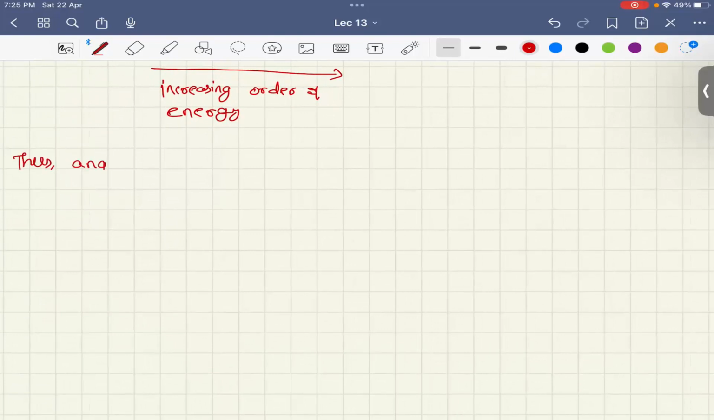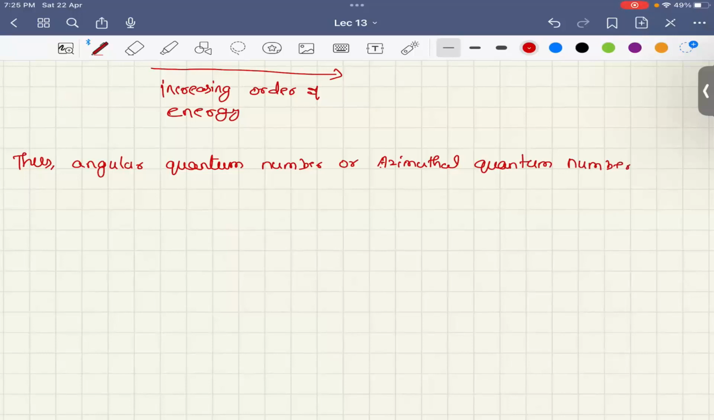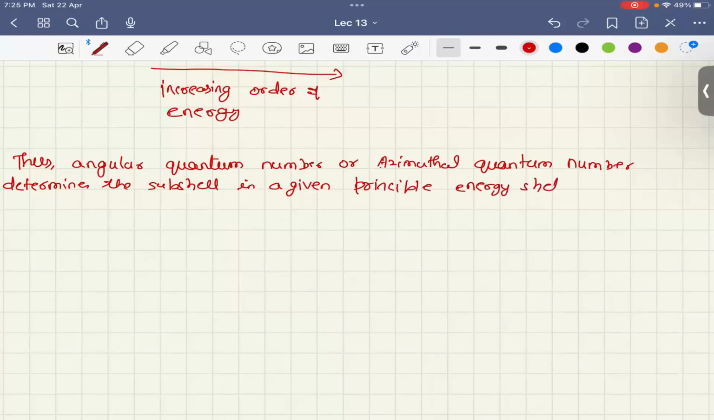Thus what we can say is that the angular quantum number, also called the azimuthal quantum number, determines the subshell in a given principal energy shell. So this is very important.